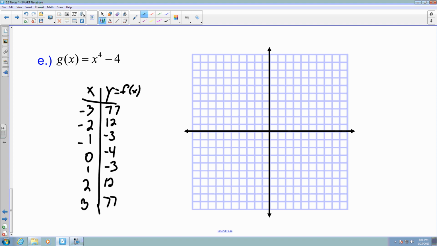So I can go negative 1, negative 3, I have 0 and negative 4, and I also have 1 and negative 3. And if you look, as my x approaches negative infinity, my y or my f of x approaches positive infinity. And as my x's become extremely large going towards positive infinity, so does my y or my f of x. So if I were to sketch this, it's something like this.